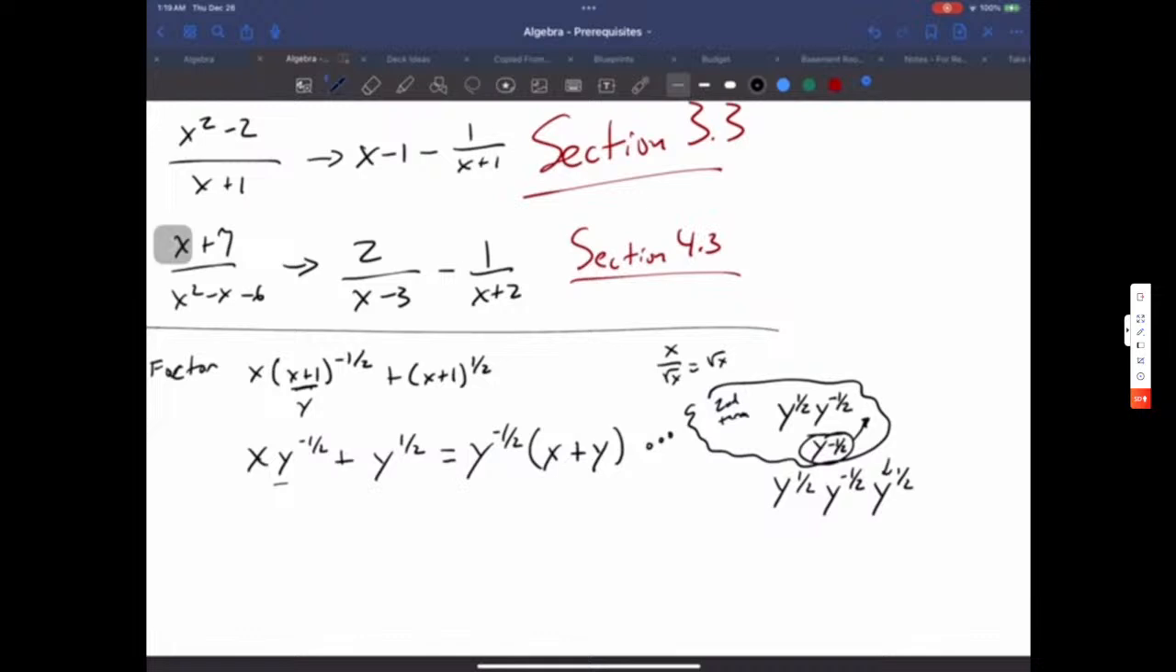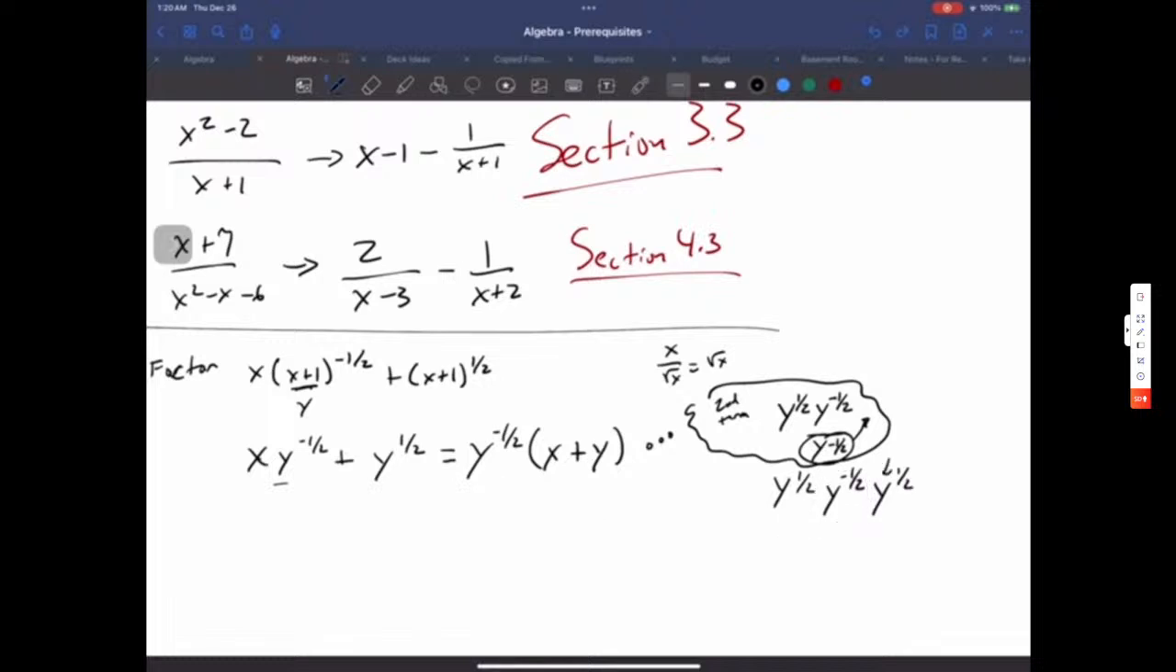Y to the 1/2 times y to the 1/2 is going to be y, because it's the same thing as saying the square root of y, not x, times the square root of y. That squared is just going to be y. So you end up with a y to the 1, if you want to think of it that way, and you still have this y to the negative 1/2, which allows us to factor that y to the negative 1/2 out, like we did, I'm sorry, not there, but here. And we're stuck with these two guys, which ends up being y. So you end up with x plus y.